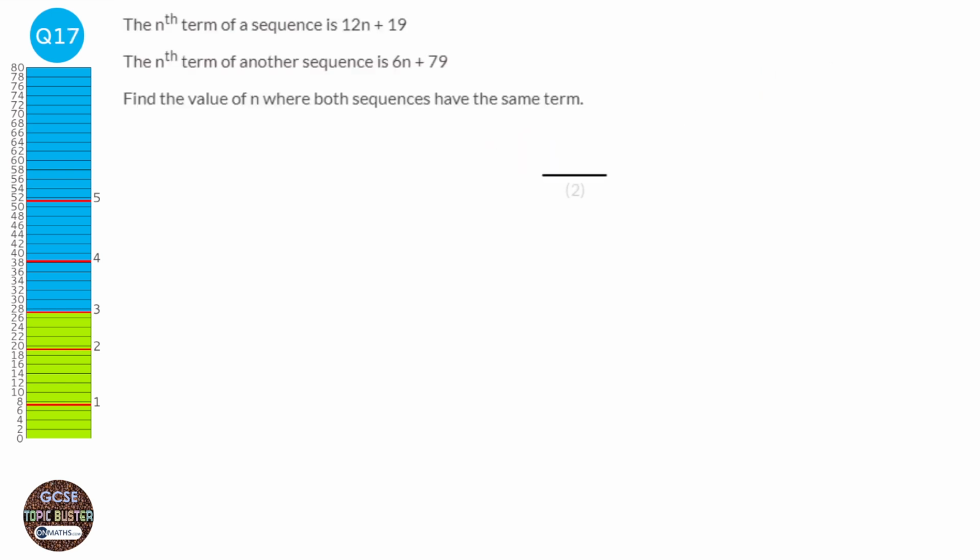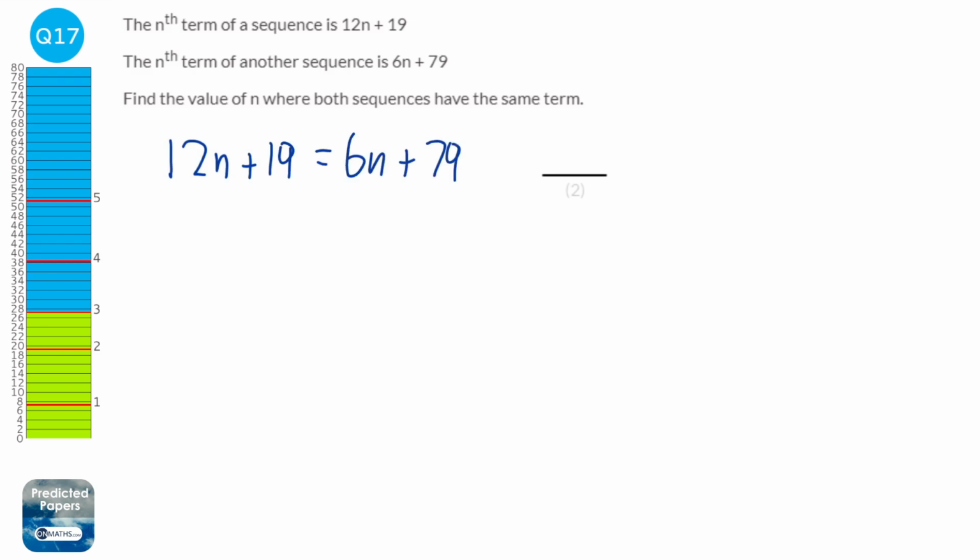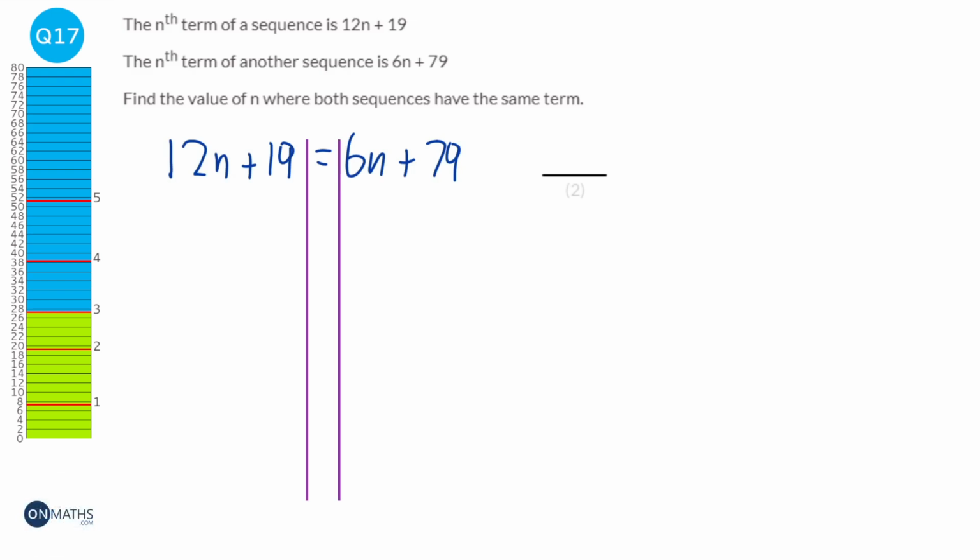So we're asked to find the value of n where both sequences have the same term. So I'm going to start off by equaling both nth terms to each other. And then we can find the value of n which gives the same term. So I draw my lines down. And I'm going to start off by getting rid of the n's from both sides.